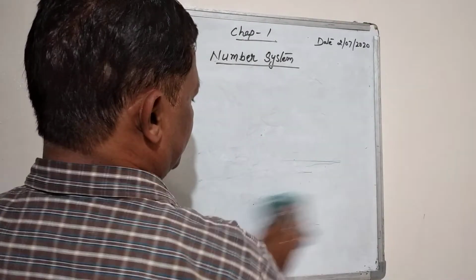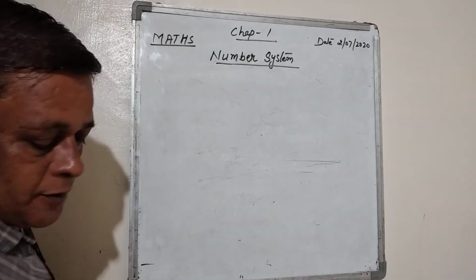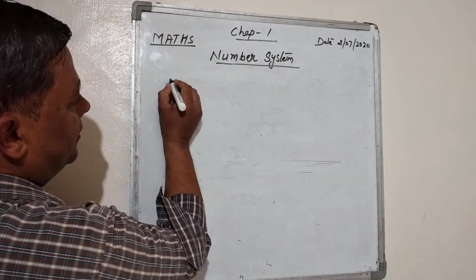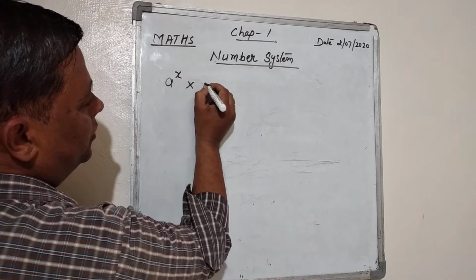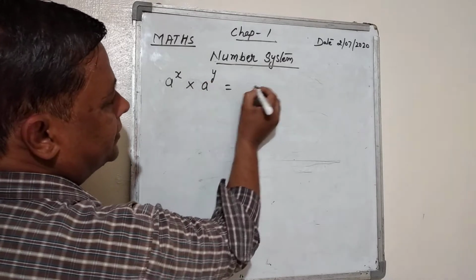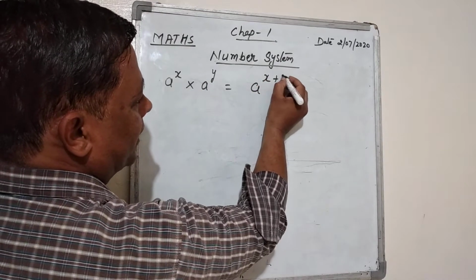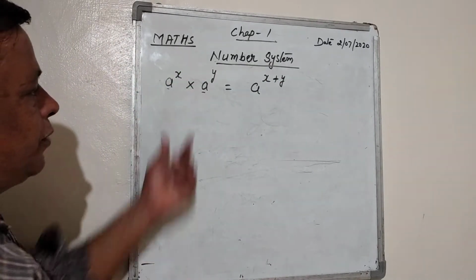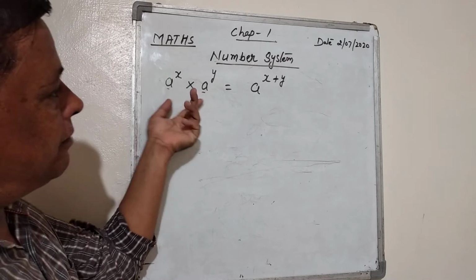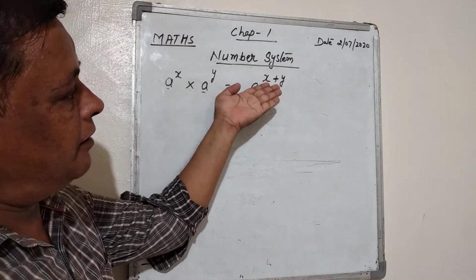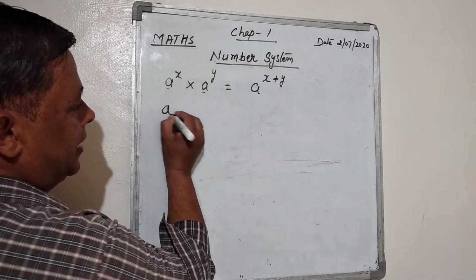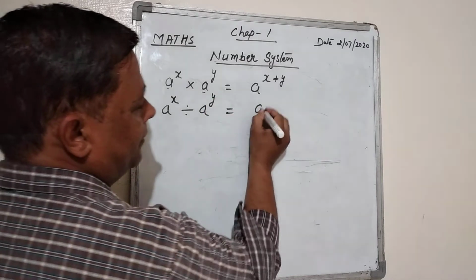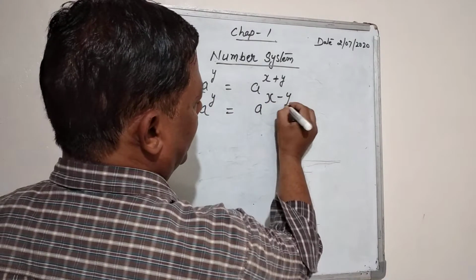Now we have discussed the exponents, laws of exponents that we have done in the previous classes. As we know that a raised to the power x into a raised to the power y turns a raised to the power x plus y. So when we have the same base and different exponents, the powers will be added. If we have a raised to the power x divided by a raised to the power y, then a raised to the power x minus y.